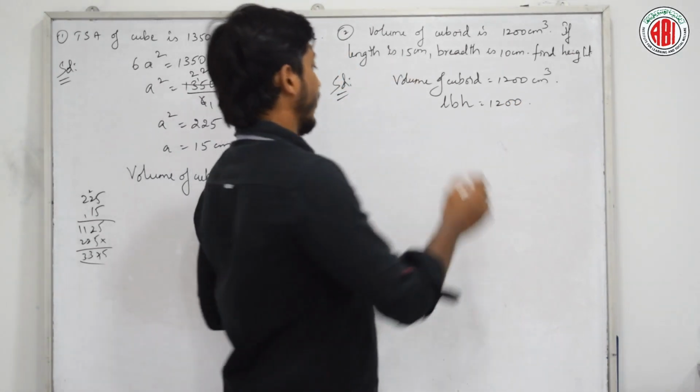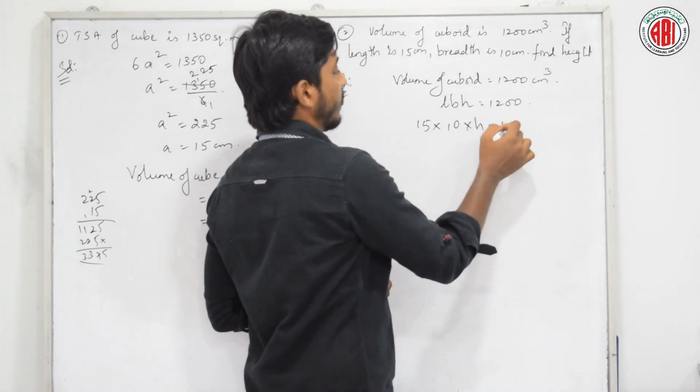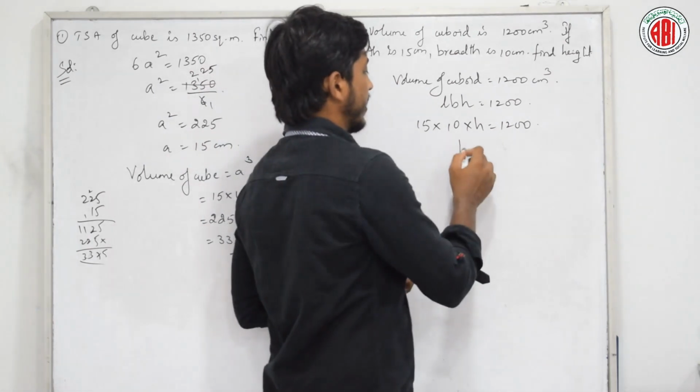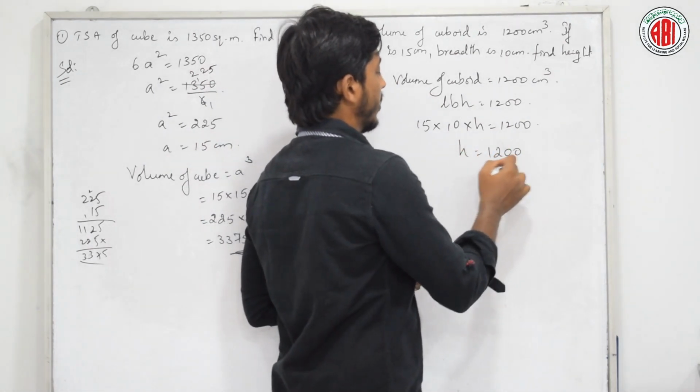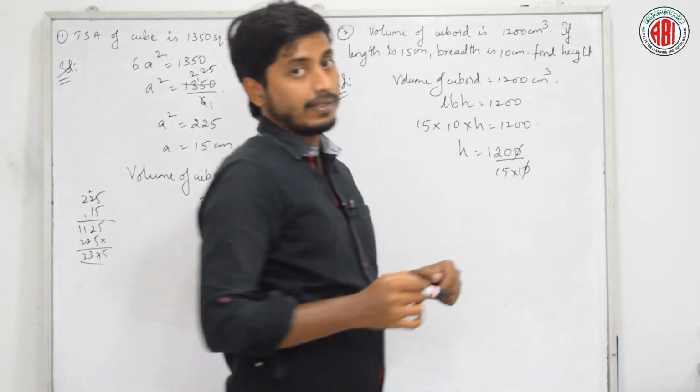Length is given as 15. Breadth is given as 10. He is asking us to find H. Can't we find it? That's it. H is equal to 1200 by 15 into 10. The zeros will get cancelled.